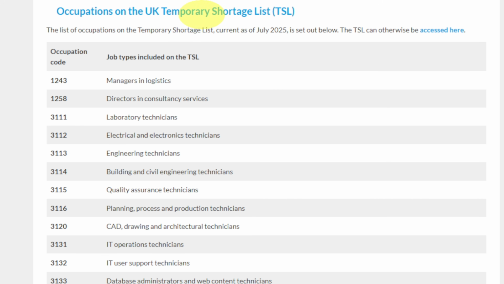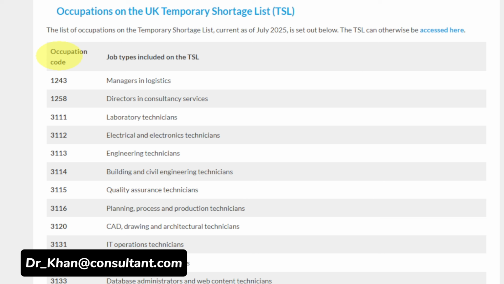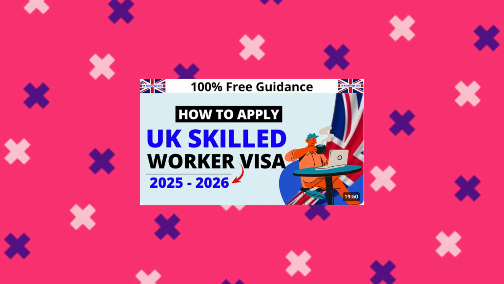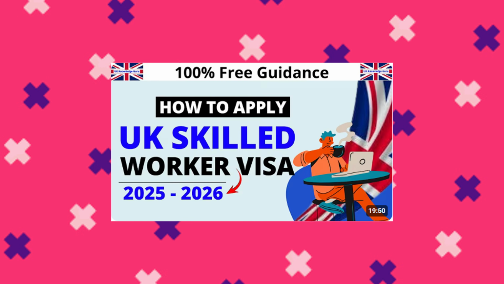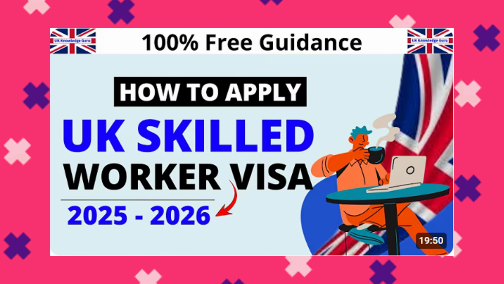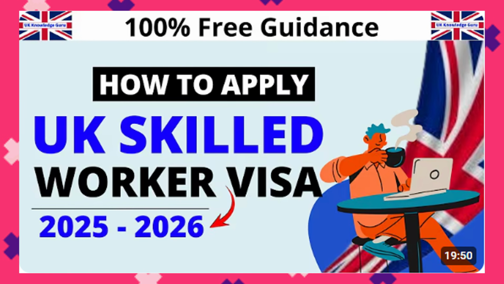So this is the UK temporary shortage list. These are the job codes. You need to make sure that the job code is mentioned on your CoS when you're applying for the job. These are the job titles. Watch this video, where I have shown how to apply for a skilled worker visa. You will be able to understand job codes and their requirements for the CoS in this video.